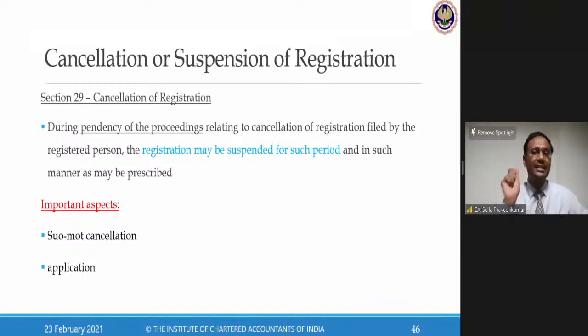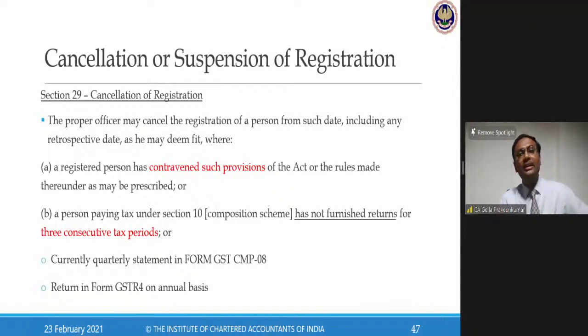That's called suspension. During your suspension, you cannot issue a tax invoice, you cannot do a business activity, you cannot collect any taxes. I repeat, during the period of that suspension, you cannot do your business, you cannot collect any of your taxes, you cannot issue any tax invoice. This is the period of my suspension, cancellation. Now, sir, suo moto I have applied. How can the government officer cancel?